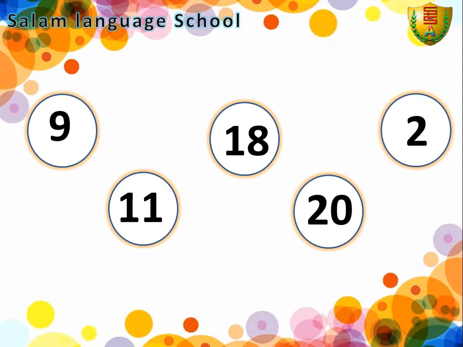Let's play our circle up and circle down games again. The number 9 becomes 11. It's getting bigger. We add 2. The number 11 becomes 18. It's getting bigger. We add 7. The number 18 becomes 20. We add 2. The number 20 gets very small. It becomes 2. We subtract 18.